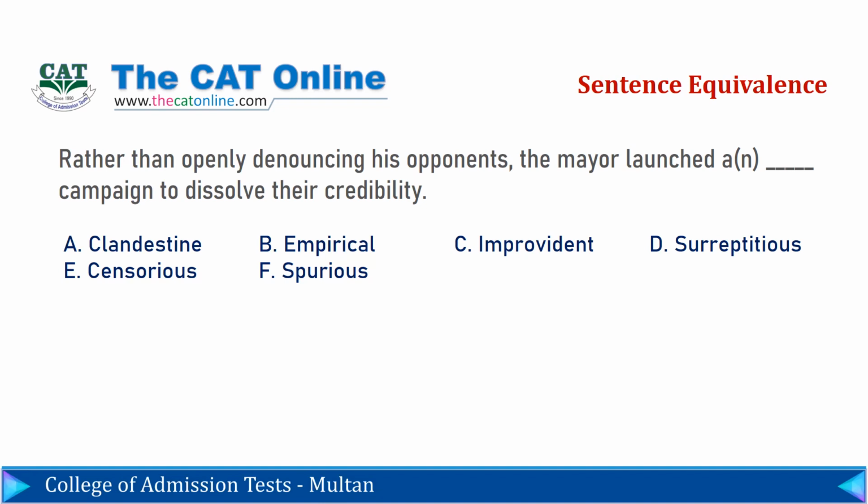Rather than openly denouncing his opponents, the mayor launched a blank campaign to dissolve their credibility. This sentence is contrasting the blank campaign to openly denouncing. Clandestine means hidden, so we'll keep that. So does surreptitious, so we'll keep that too. But empirical, improvident, censorious and spurious don't fit with the clues in the sentence. If you don't know what those words mean, look them up yourself and add them to your vocab list.